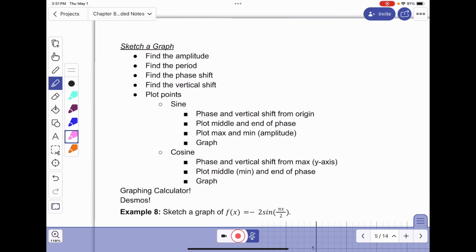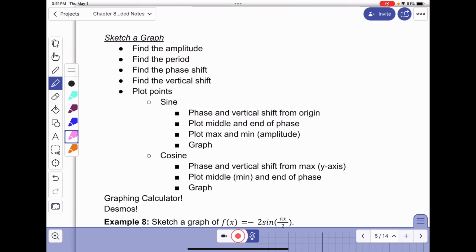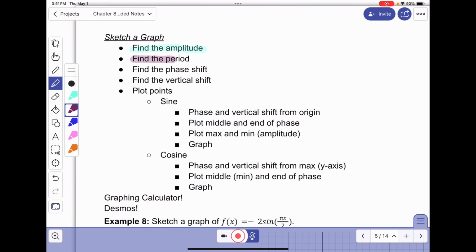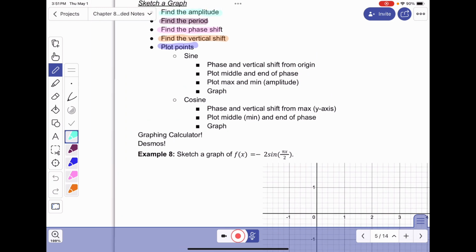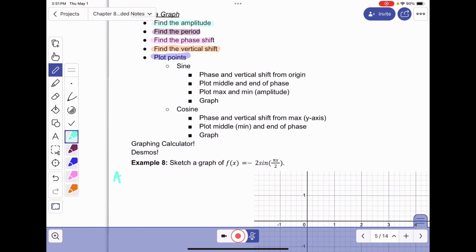All right, so now to sketch the graph, you find all those pieces and then put them on the graph. So first, we're going to find the amplitude. Then we're going to find the period. Then we'll find the phase shift. Then we'll find the vertical shift. Then we'll plot it. Okay? So let's start with this. The amplitude is the absolute value of A. So our amplitude is 2. And the negative tells us we're going to go down first.